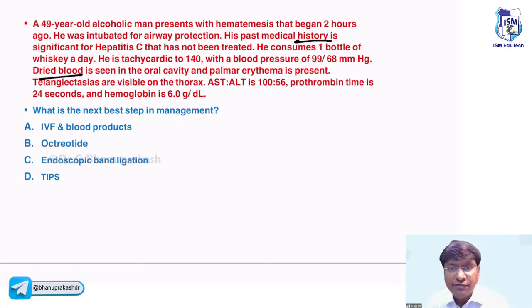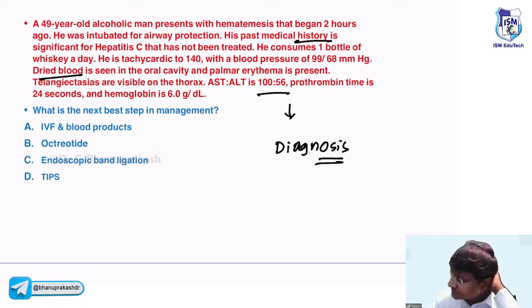Telangiectasias are visible over the thorax. AST to ALT ratio is around 100 to 56. Prothrombin time is 24 seconds, and hemoglobin is almost 6 grams per deciliter. Okay, what is the next best step in the management of this particular patient? IV fluids and blood products, octreotide, endoscopic band ligation, and TIPS. First of all, can anyone tell me what is the diagnosis of this patient? And what is the next best step that you'll be doing in this case?